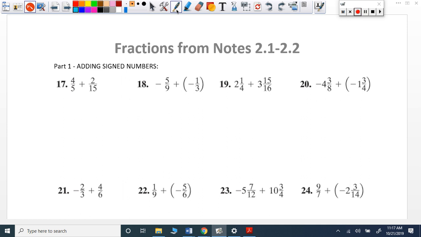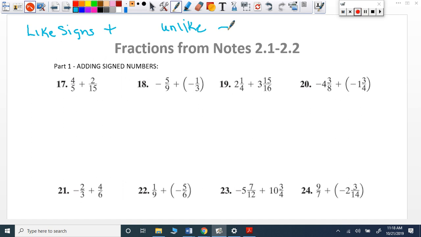Our sign number rules apply. So if we have like signs, even with fractions, what do we do? Do we add and keep the sign, or do we subtract and take the sign with the largest number? Add and keep the sign. If they're unlike signs, you know to subtract and keep the sign of the larger number.